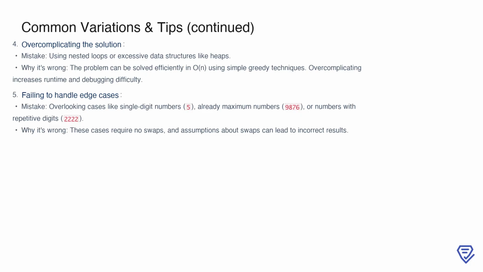It's also crucial to handle edge cases correctly. Examples include single-digit numbers like 5, numbers that are already the maximum like 9876, or numbers with repetitive digits such as 2222. These cases don't require any swaps, and assuming otherwise can lead to incorrect results. Always consider these scenarios to ensure your solution is robust and comprehensive.